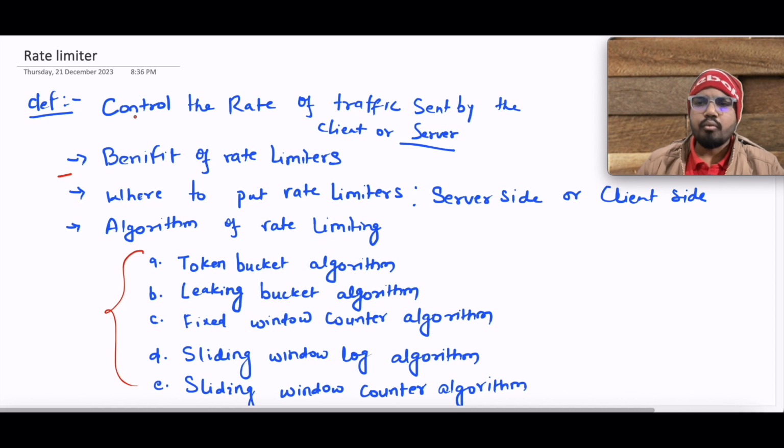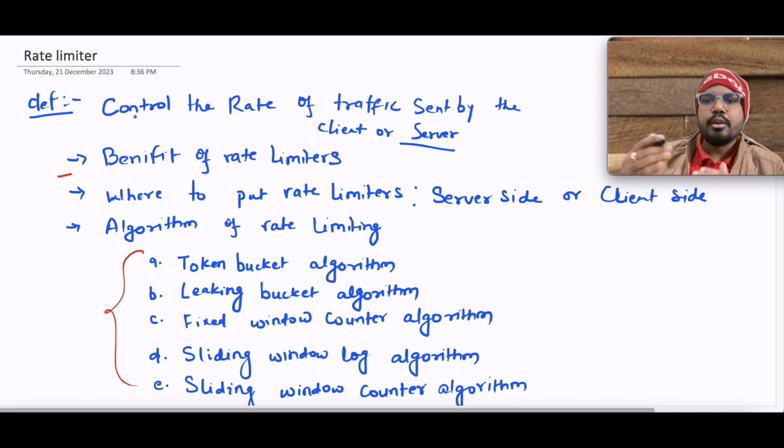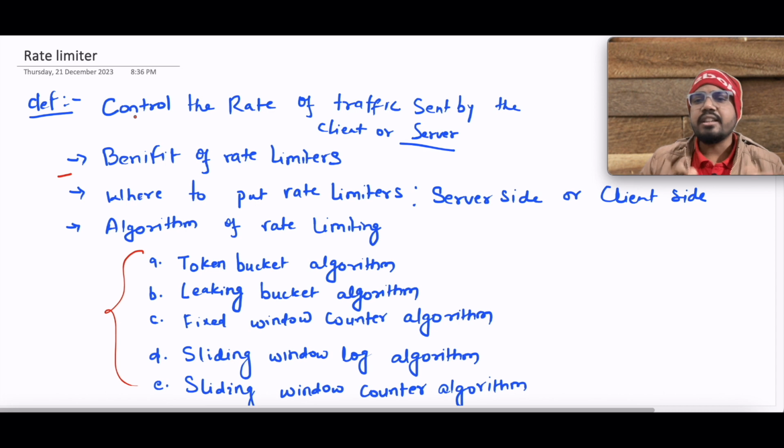So the first thing: why are we using a rate limiter? The rate limiter controls the rate of the traffic which is sent by the client or by the server. It means it limits the number of client requests allowed to be sent over a specific period. So if the API request count exceeds the limit which is configured in the rate limiter, the request will be denied and the access will be blocked.